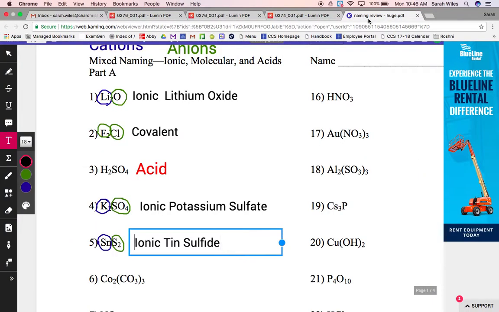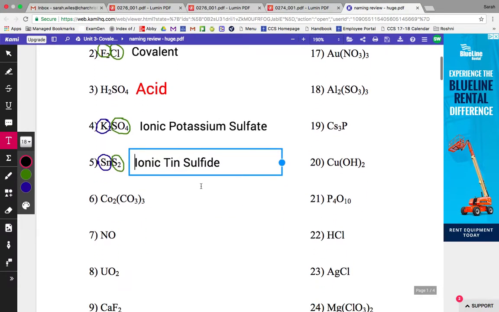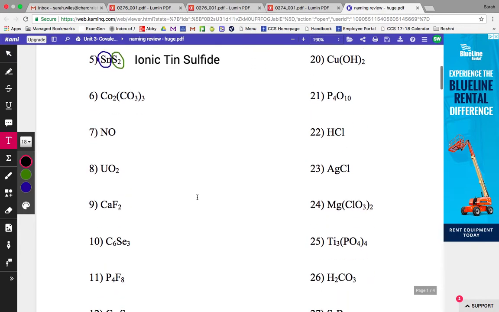Okay, now your task is to go through 1 through 60 and sort them out as acids, covalent, or ionic. If they are ionic, you are going to name them. So the only thing you are naming are the ionic, but you are going to determine whether 1 through 60 are covalent, acids, or ionic. I'm going to work through 6 through 15 with you so that you get the pace of what you're doing.